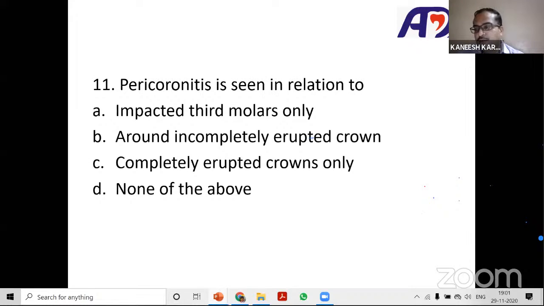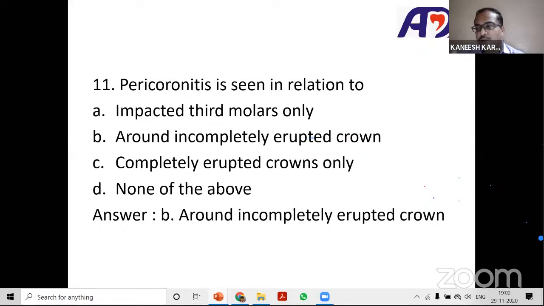Pericoronitis is seen in relation to... okay, again I can see multiple responses. It is not only restricted to the third molars. Any tooth can have pericoronitis. You can select only one answer, not multiple answers. Around incompletely erupted crown.